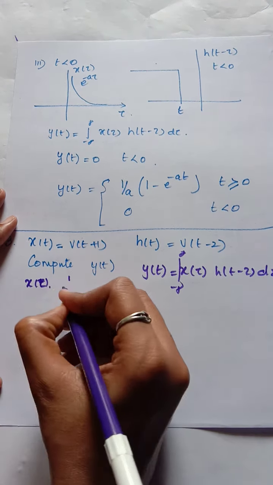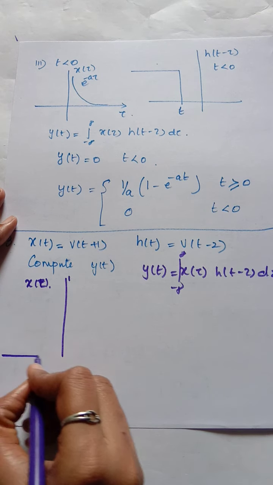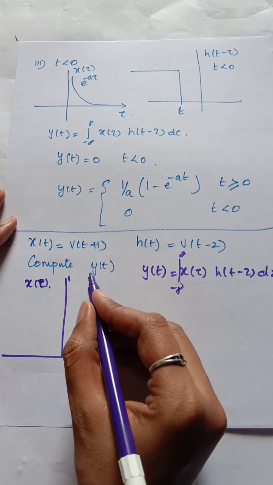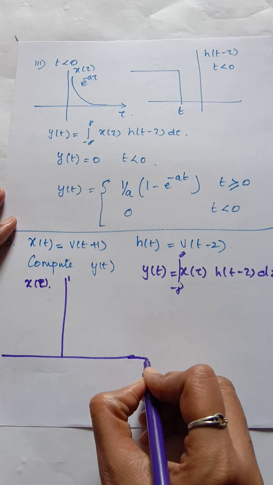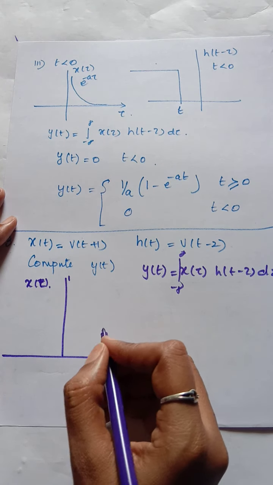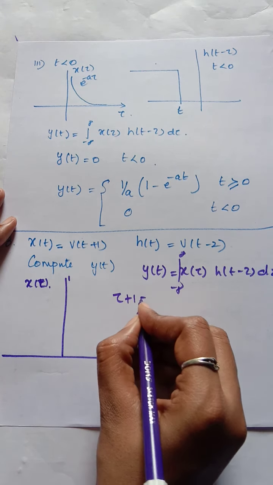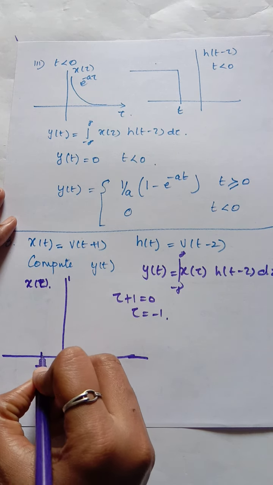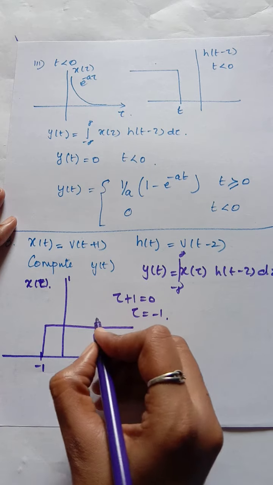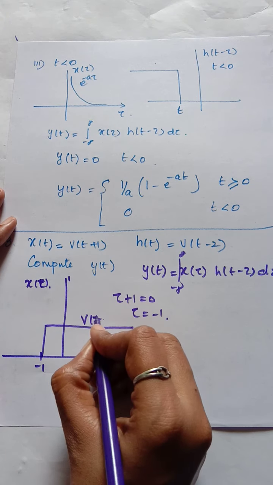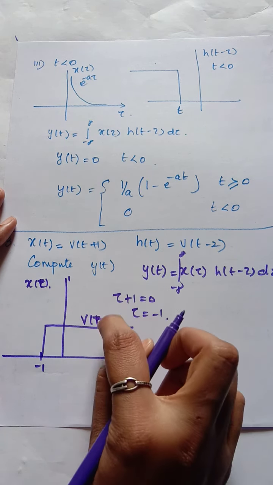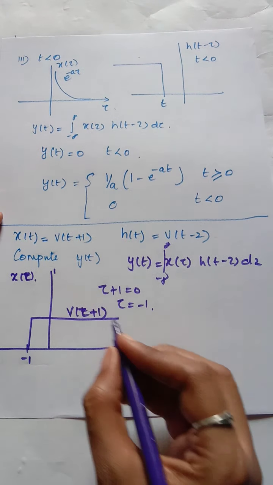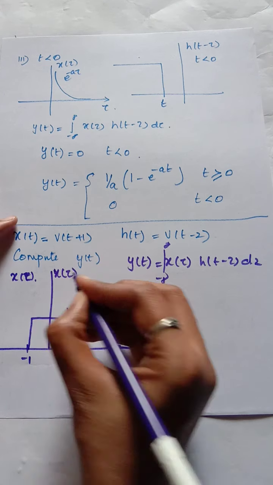So I am going to directly draw in terms of x of tau. So here x of tau equal to u of tau plus 1. So here tau plus 1 is equal to 0, so tau is equal to minus 1. So here your signal starts from minus 1. So this is your u of tau plus 1. Instead of t, I am going to represent it as tau plus 1. Okay, so this is your x of tau.